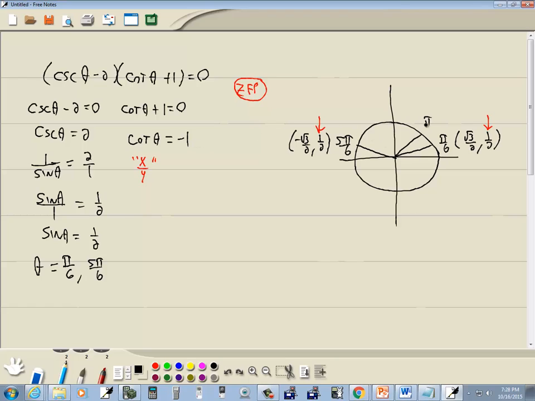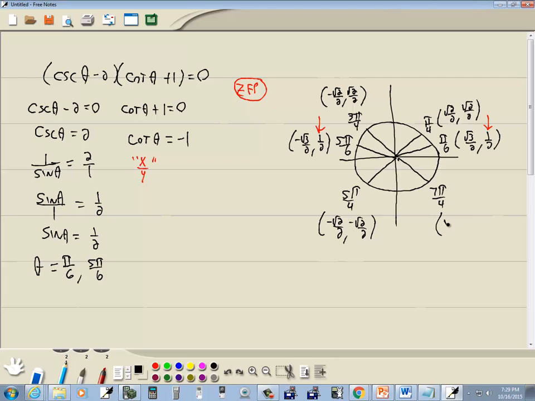well, we got pi over 4 here, which is square root of 2 over 2, square root of 2 over 2. We have 3 pi over 4, which is negative square root of 2 over 2 and positive square root of 2 over 2. We have 5 pi over 4, which is negative square root of 2 over 2 and negative square root of 2 over 2. And we have 7 pi over 4, which is positive square root of 2 over 2 and negative square root of 2 over 2.